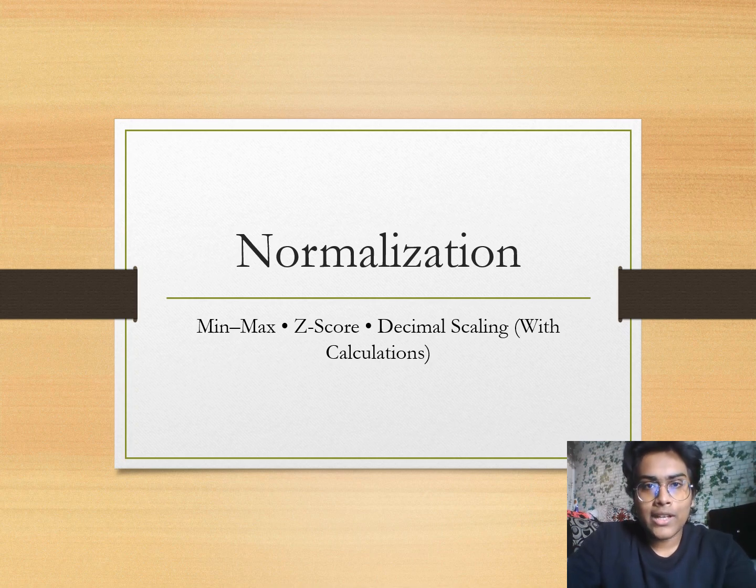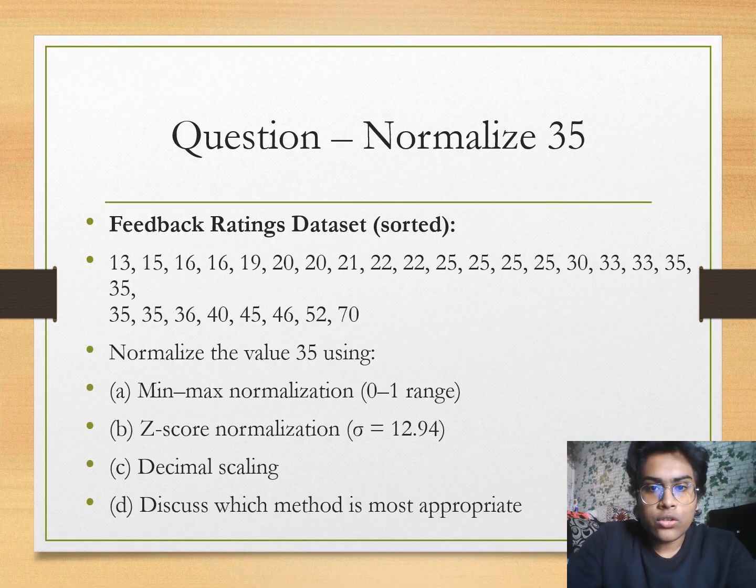So as you know, I started a series on data science and machine learning. This is another video in that series. In the previous video I explained normalization and the methods of normalization. In this video I am going to explain the methods of normalization with the help of a question. So let's get started. Here is the question: normalize 35.